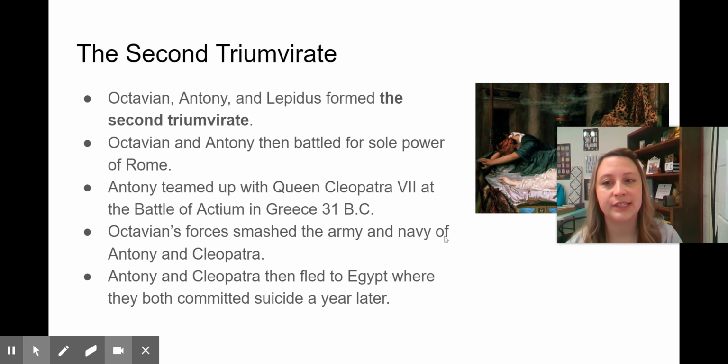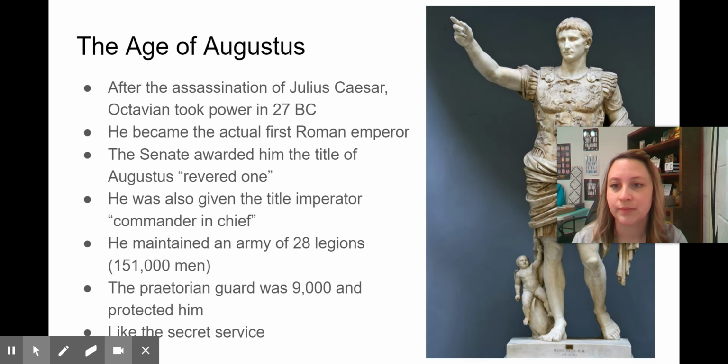So after Caesar, you get the second triumvirate, which is made up of Octavian, Antony, and Lepidus. Octavian and Antony battled for sole power. Lepidus just kind of fades out, like they don't really care about him too much. So Antony teams up with Queen Cleopatra the Seventh at the Battle of Actium in Greece, 31 BC. And Octavian's forces smash their army and navy, and then Antony and Cleopatra flee to Egypt, where they both commit suicide a year later, supposedly with poisonous snakes, something of that nature.